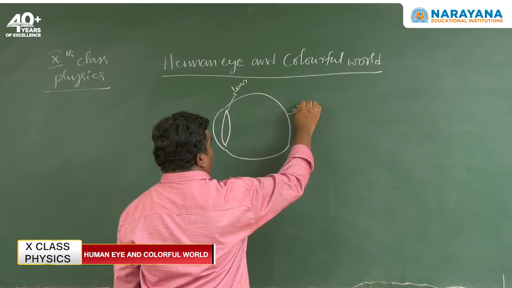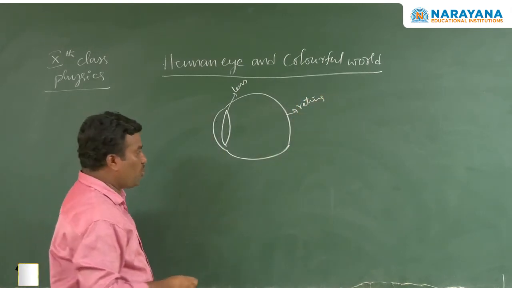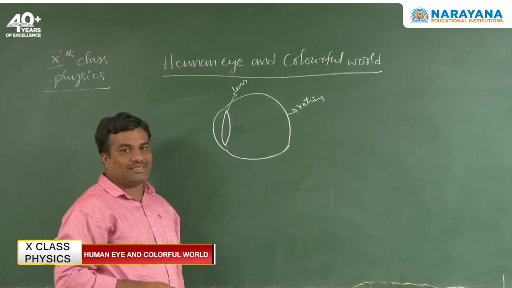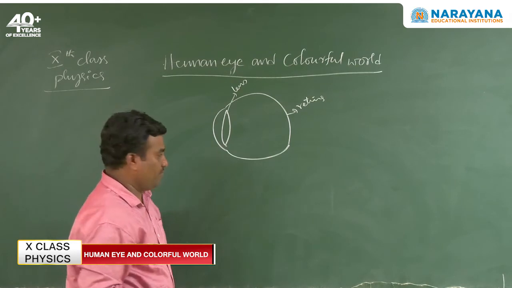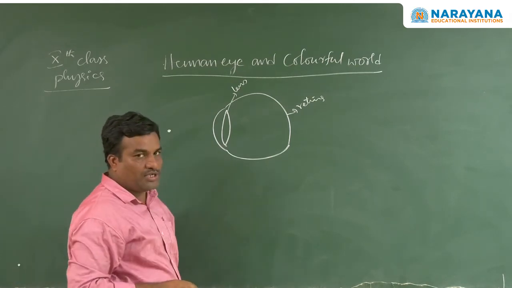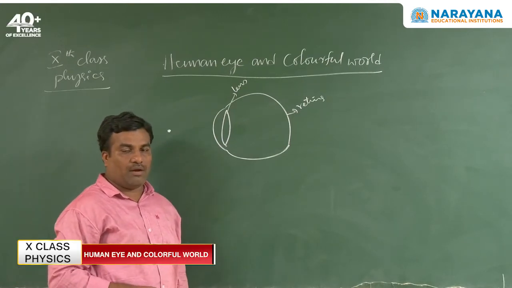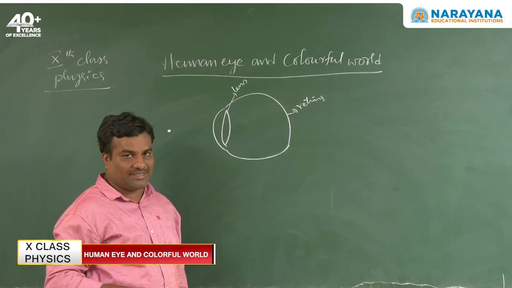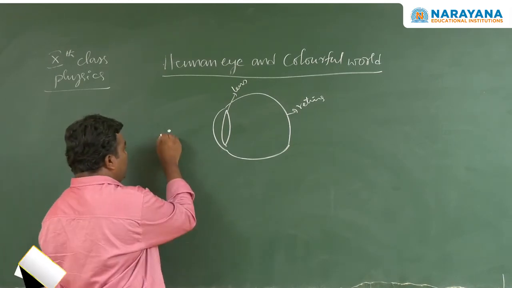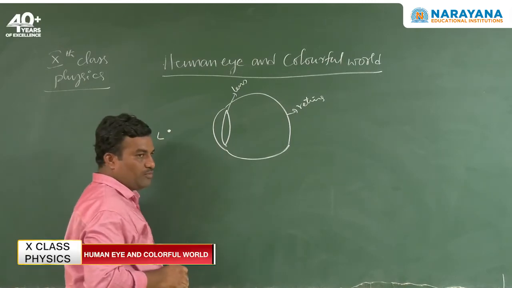It is the retina. Okay. So now we are taking the close object. Close object means it is placed at the least distance of distinct vision. That least distance is how much? 25 centimeter, for a healthy human eye. Least distance of distinct vision is 25 centimeter. So I am placing the object at the least distance, very close to the eye.